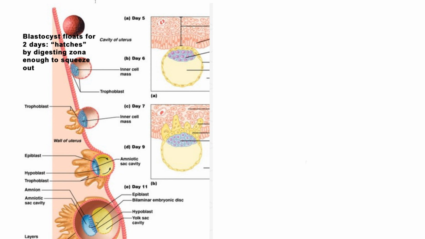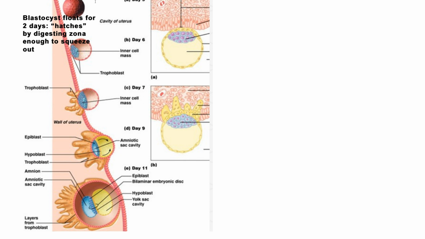Okay. So here is a picture of the implantation process, right? Once this blastocyst is implanted into the endometrium, it's going to start forming different layers or membranes, such as the amnion, chorion, yolk sac, as well as the allantois. Those structures are not going to be very important. It's not going to be emphasized a lot in this test.